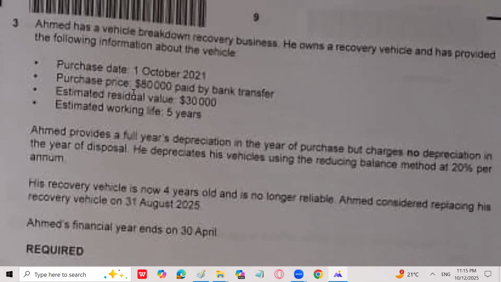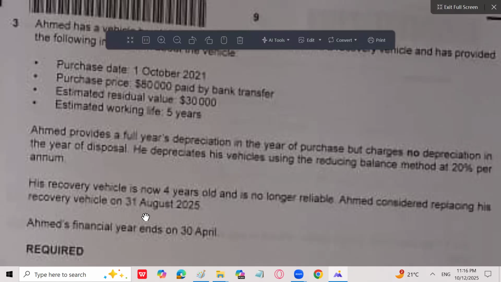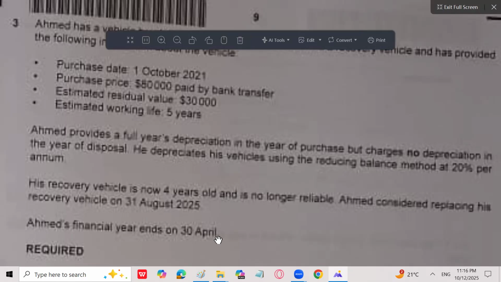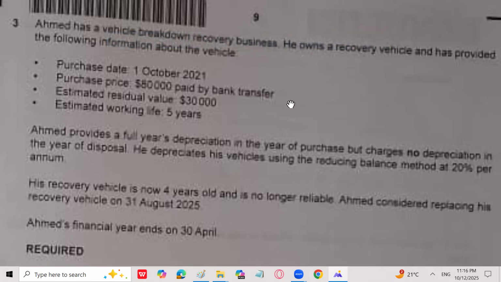The purchase price, which is 80,000 paid by the bank transfer, is supposed to be used in a different manner. His recovery vehicle is now 4 years old and is no longer reliable. Ahmed considered replacing his recovery vehicle on 31st August 2025. Ahmed's financial year ends on 30th April. So it means that it's not a normal financial year. It starts from 1st May. The question starts from 1st May and ends on 31st December. So that is very simple.